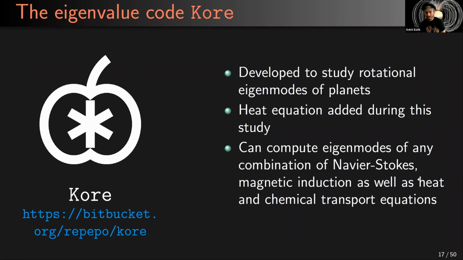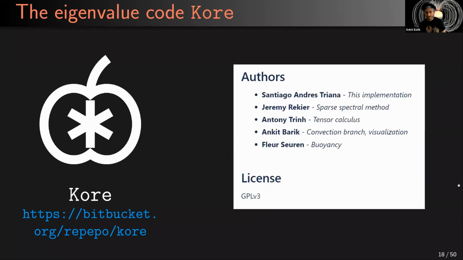And so during this study, we added the heat equation. And now the code can compute eigenvalues of a whole combination: Navier-Stokes equation, magnetic induction equation, as well as heat. And I've also managed to implement chemical transport in this. So you can go full double diffusive and MHD as well. There are several authors of the code. I particularly implemented the convection part and visualization.